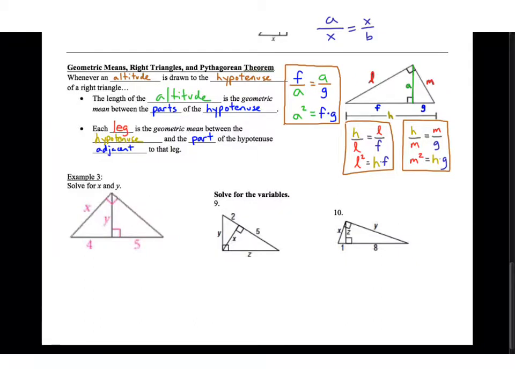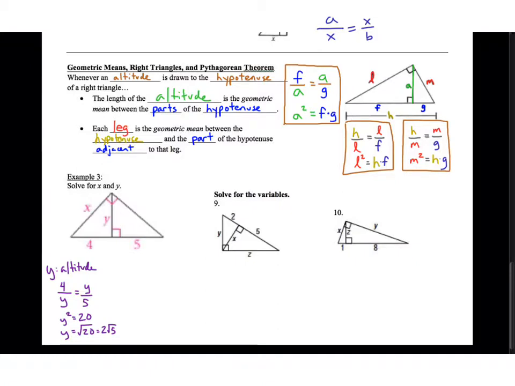So that's the lesson part. Let's apply this now. Example 3, solve for x and y. We have a right triangle with an altitude coming from the right angle. Y is the altitude. Okay, so the length of the altitude, y, is the geometric mean between the parts. So y is the geometric mean between 4 and 5. 4 over y equals y over 5. That's the shortcut. So y squared equals 20. Solve for y, 2 square root of 5.